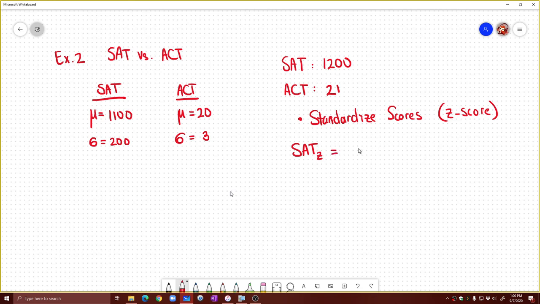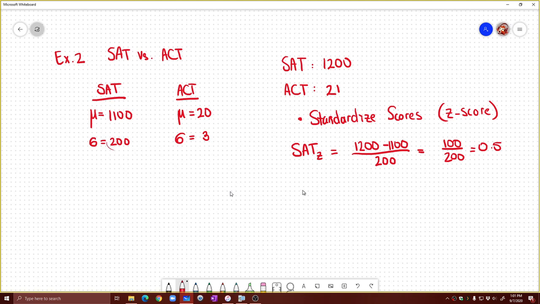So I'm going to take our score, 1200, subtract the mean, and divide by the standard deviation. So 1200 minus 1100 is 100, over 200, which gives me 0.5. That means while my score was higher than the average, it was only 0.5 standard deviations above the mean. So I'm still roughly around the average mark. I didn't deviate much from the average amount that you would normally see.